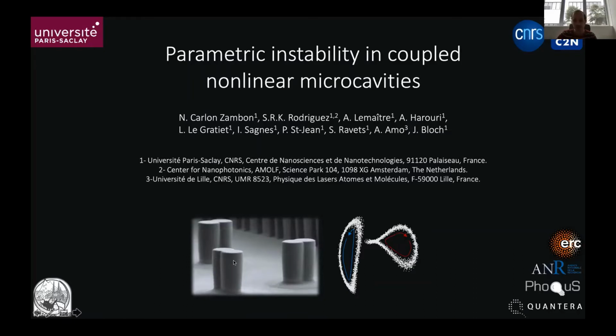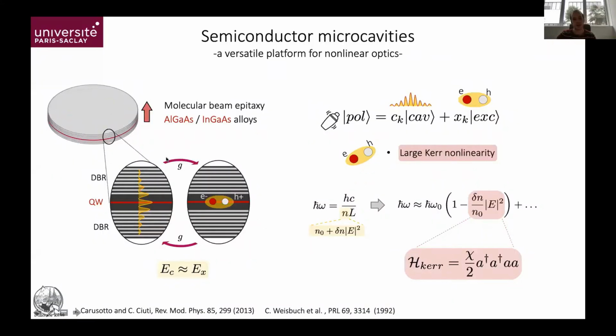So in order to get to this kind of microstructures, the starting point is epitaxially grown semiconductor heterostructure. So these structures are a versatile platform for nonlinear optics. And indeed, we can consider, for instance, a high finesse Fabry-Perot cavity, where we embed a quantum well at the cavity antinode. And then if we tune in resonance the electronic and cavity transition, we can have repeated cycles of absorption and emission before one photon is able to escape the cavity.